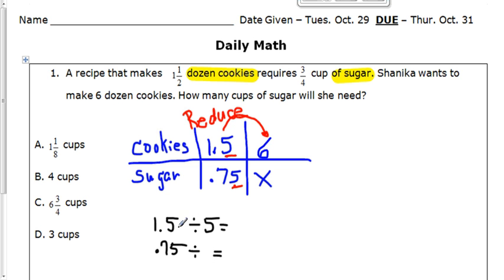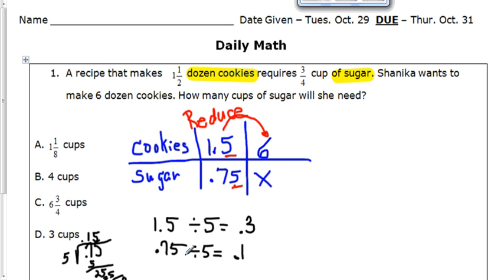Okay, well, think the opposite. 5 times 3 is 15. So we get an answer of 0.3 on the top. And on the bottom, divided by 5, 5 goes into 7 one time. So let me set it up. Pause the video. Why not I solve it and you solve it, but pause the video so you can check your work on your own.